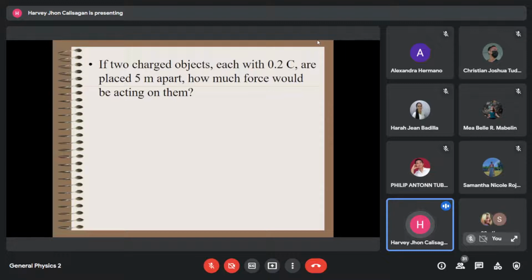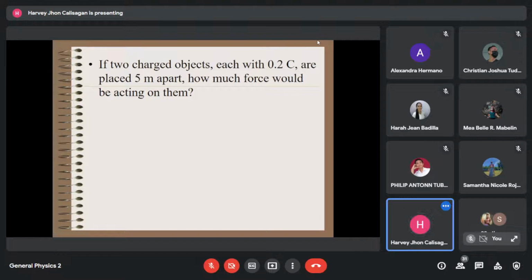So first we need to identify the given, because the given in the sample problem play an important role in solving. When it comes to Coulomb's law, what we are looking for is the electric force, the electrostatic force. Using the formula of Coulomb's law, we have F equals k, the Coulomb constant, times Q1 times Q2, which are our charges, divided by r squared, the distance squared.